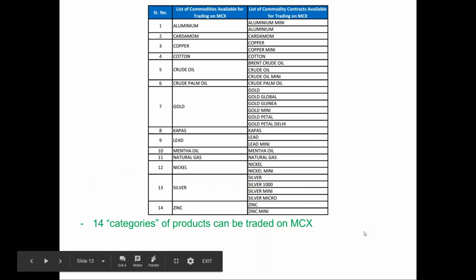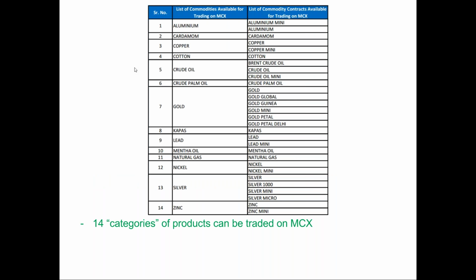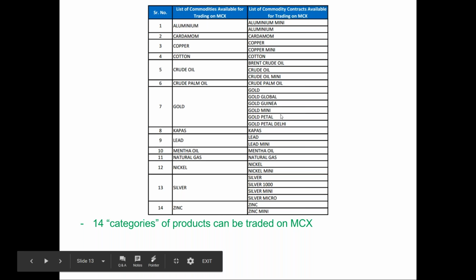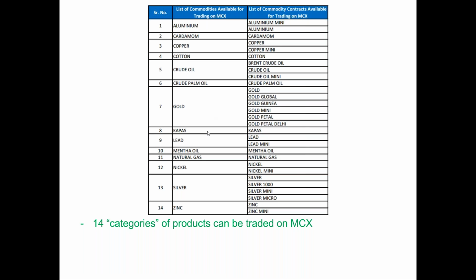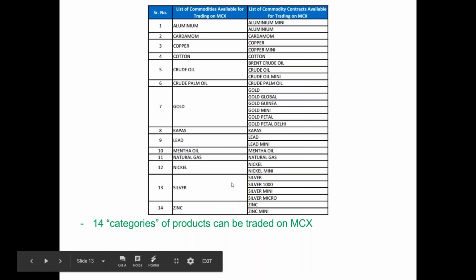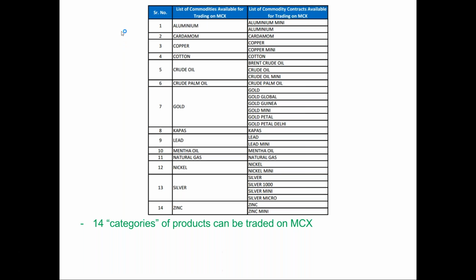Okay, so let's continue. Now these are the common products traded. You can see here that there are all sorts of different products traded, right? Prakash mentioned that he trades black pepper. That's not even mentioned here. That being said, these are 14 categories of products that are traded: aluminum, cardamom, copper, cotton, crude oil, gold, right, all the way down. Out of these, what you can actively trade are copper, cotton, crude, gold, lead, nickel, silver, and zinc. Okay, and natural gas.